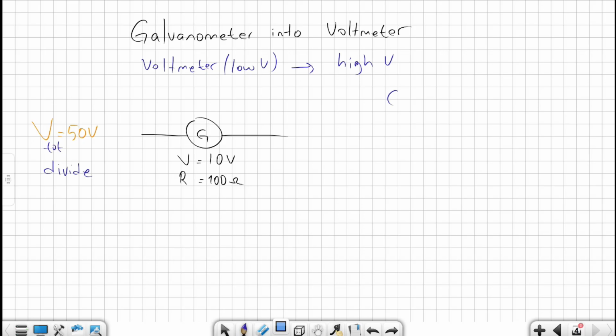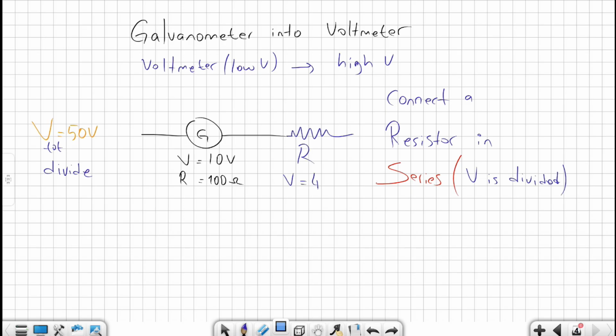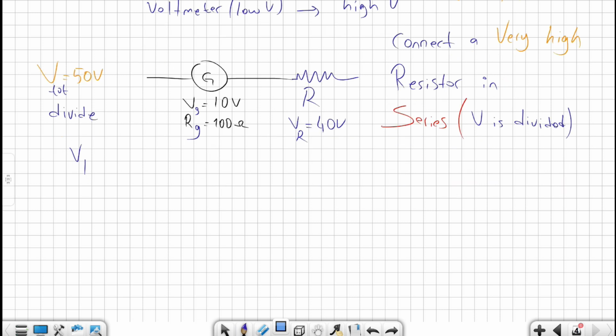How can we divide it? Of course, again, by connecting a resistor, but this time the resistor must be connected in series combination because only and only in series combination is potential difference divided. Now we need to make sure that 40 volt goes to this resistor and only 10 volt goes to the galvanometer. How can we make sure most of the potential difference goes to the resistor? We can find this by looking at Ohm's law. According to Ohm's law, as resistance increases, potential difference also increases. Since I need a high voltage, the resistance of the resistor must be very high.